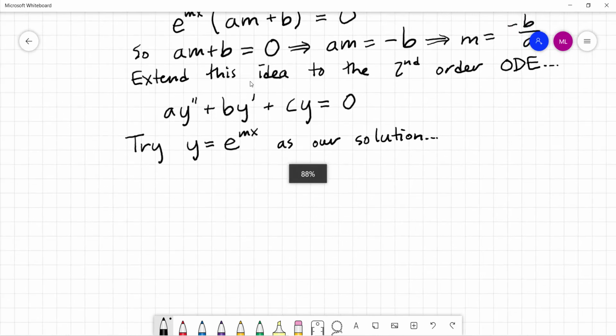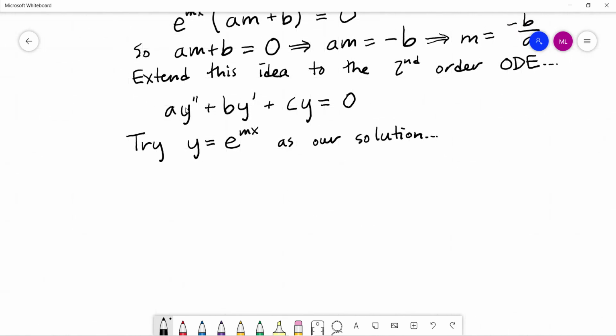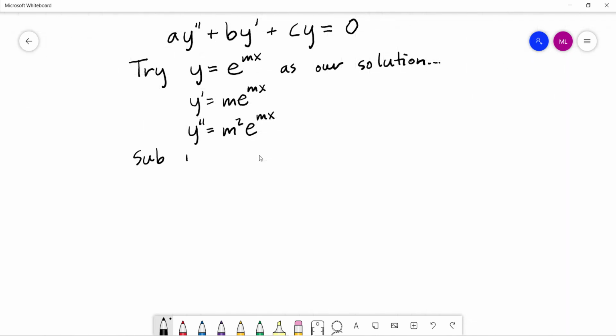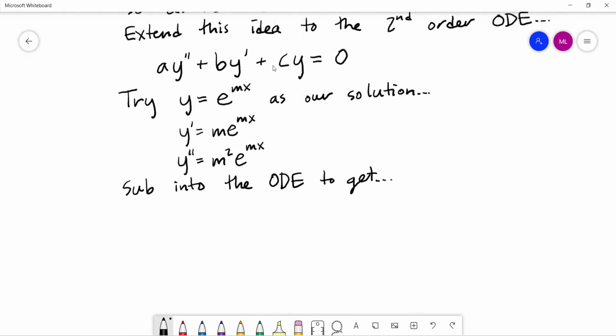If y equals e to the mx, then what is y prime and y double prime? Well, the derivative, y prime, will be m e to the mx. By chain rule, we'll pick up a factor of m, and when I take the derivative of this to get y double prime, I'll pick up another factor of m, and we'll get m squared e to the mx. And we'll plug these in, sub them into the ODE, to get the following.